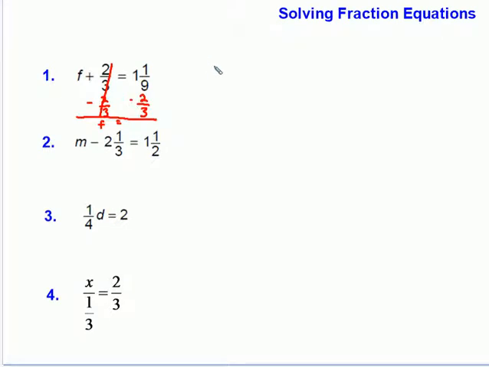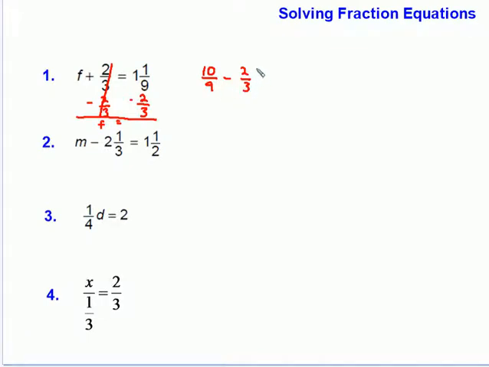Now let's solve that off to the side using some extra scratch work. The first thing we'll do is convert this mixed number to an improper fraction. 1 times 9 is 9, plus 1 is 10, so that gives us 10/9 minus 2/3. And to do that, we'll make sure to get a common denominator. We could just multiply both of these by both sides, 9 times the right side and 3 times the left side, but an easier way presents itself in that we know that 3 goes into 9.